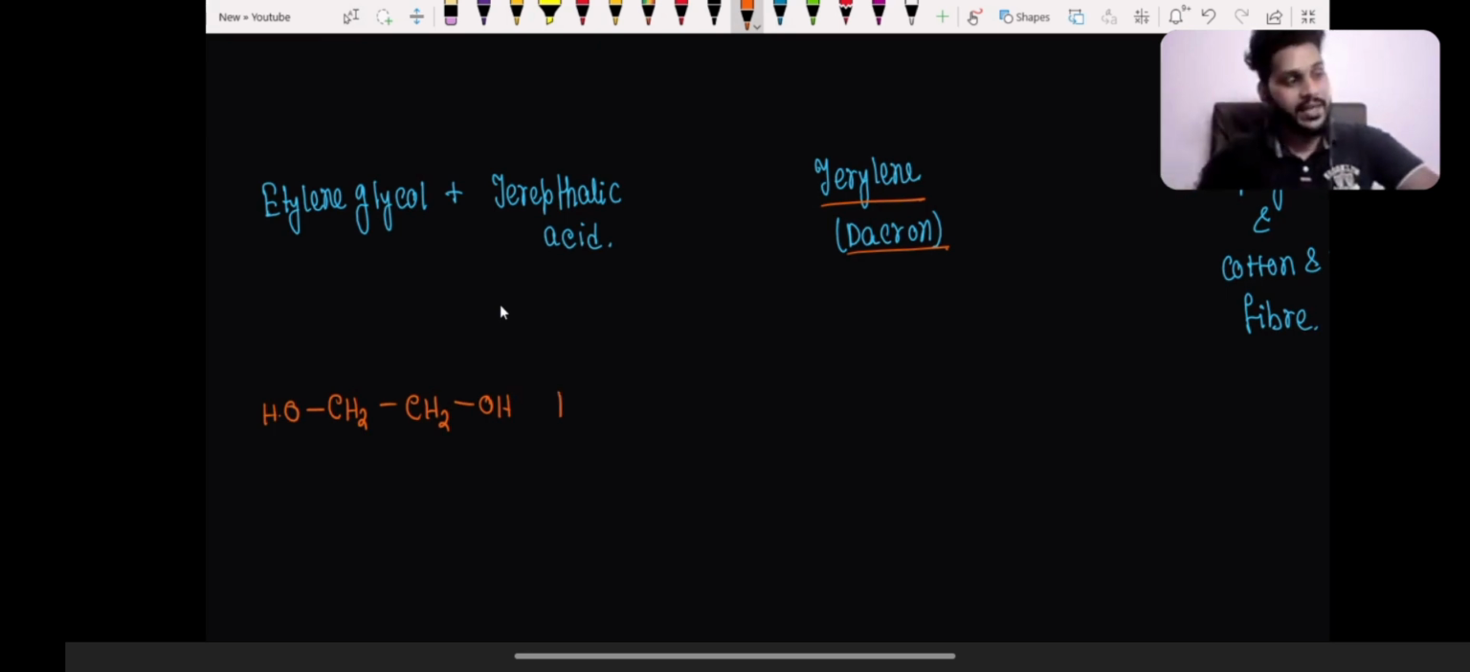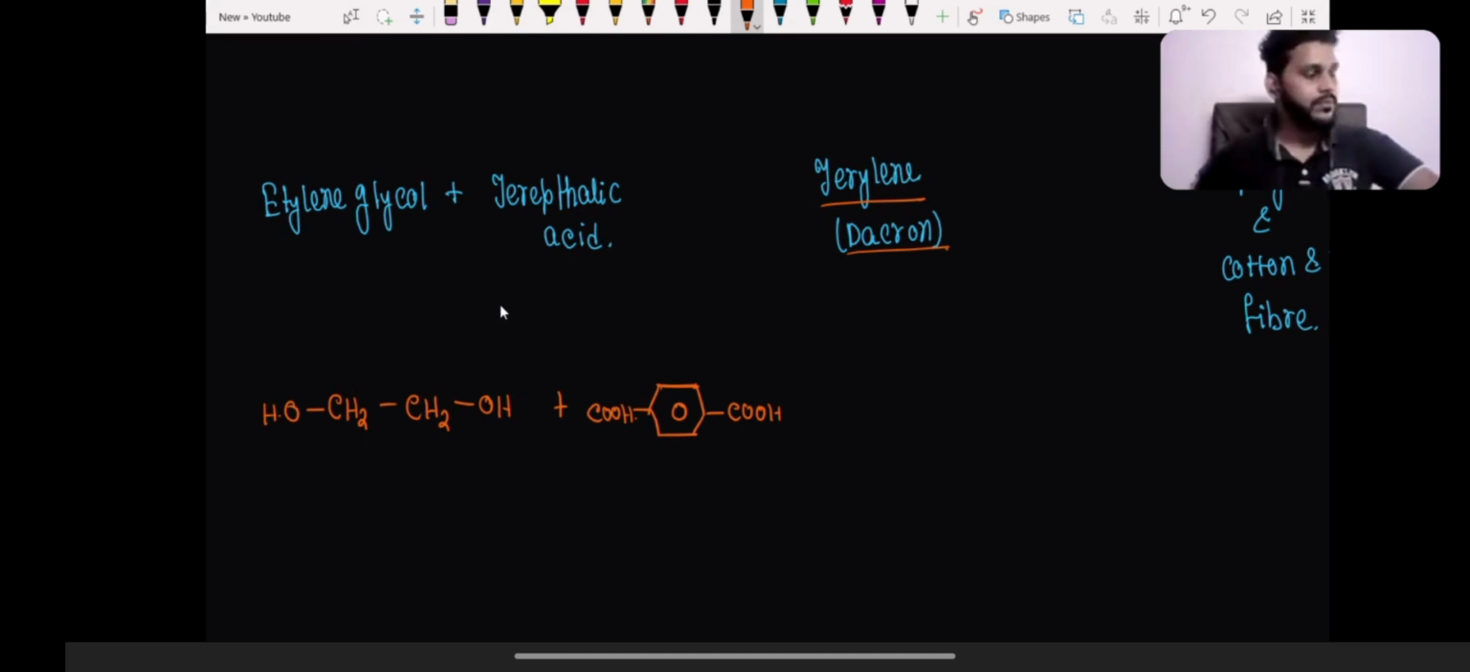Then terephthalic acid. What is terephthalic acid? When we have two carboxylic acids on a benzene ring, which are para to each other, that is called terephthalic acid. So I'd be taking a benzene ring. This is one COOH. This is one COOH. If the COOH groups were ortho to each other, then we would be calling it phthalic acid. Remember Gabriel phthalimide synthesis? There we used it. Terephthalic acid means when they are para to each other.